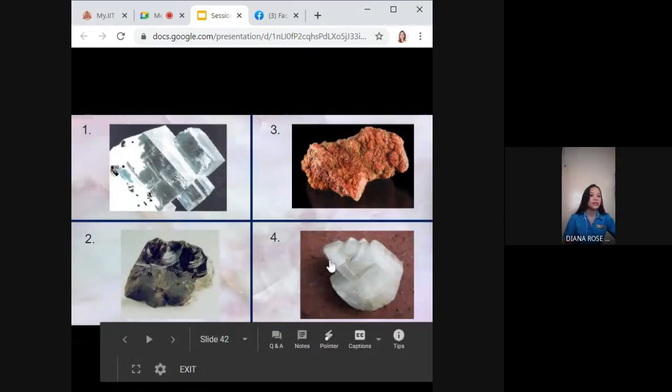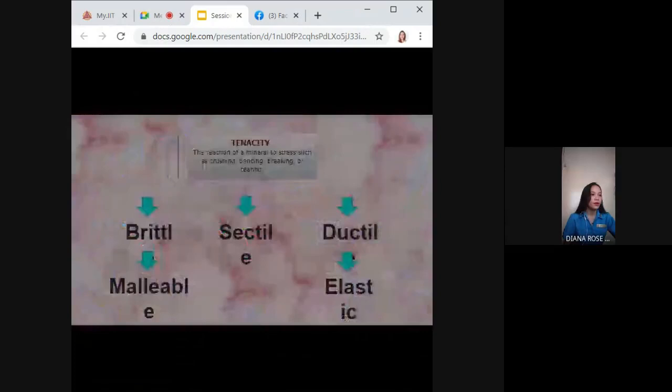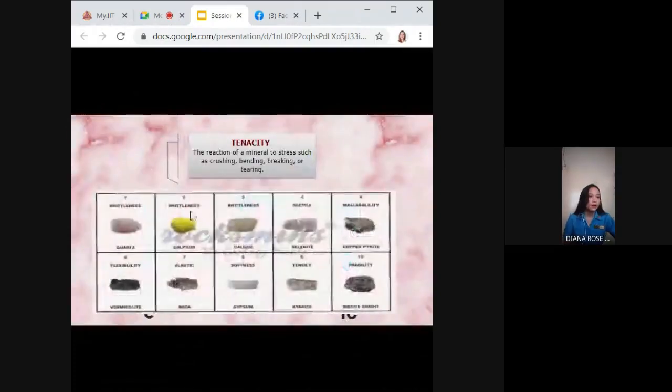Then let's move to tenacity. Tenacity refers to a mineral's resistance to breaking, bending, or otherwise being deformed. First, brittleness. A mineral is considered brittle when it is hammered and the result is a powder or small crumbs, like quartz. And then we have sectile. Sectile is when minerals can be separated with a knife, much like wax, but usually not as soft, like selenite.